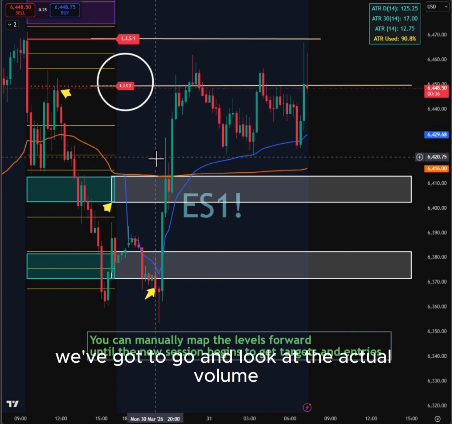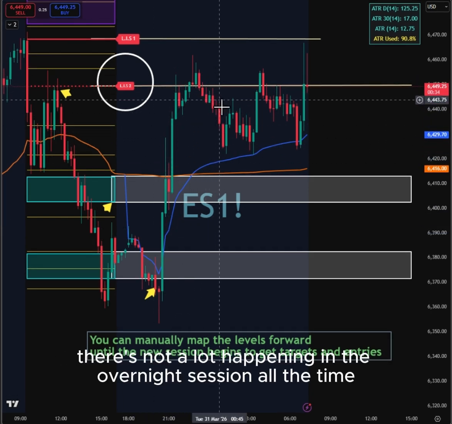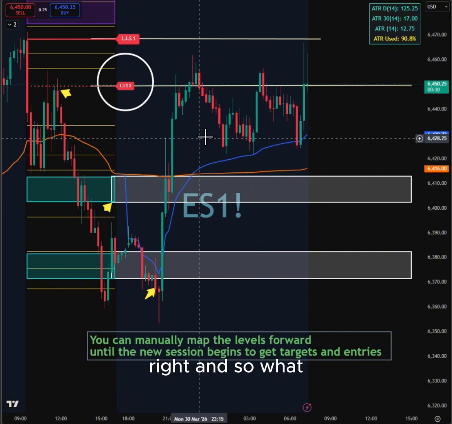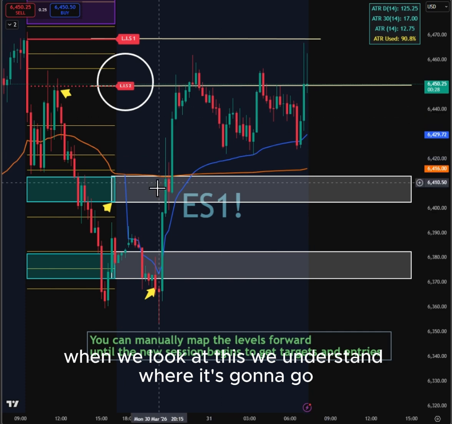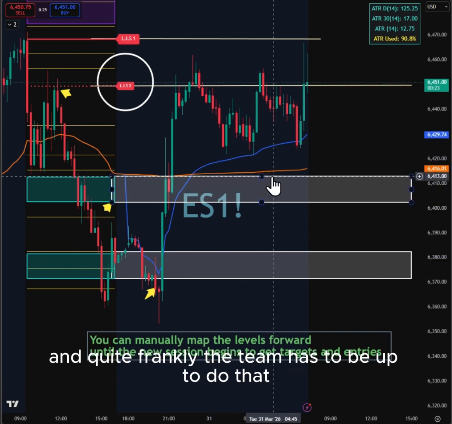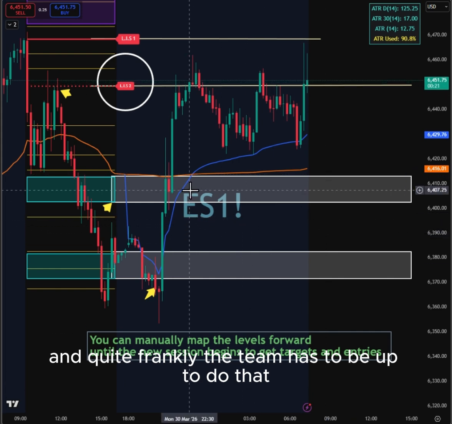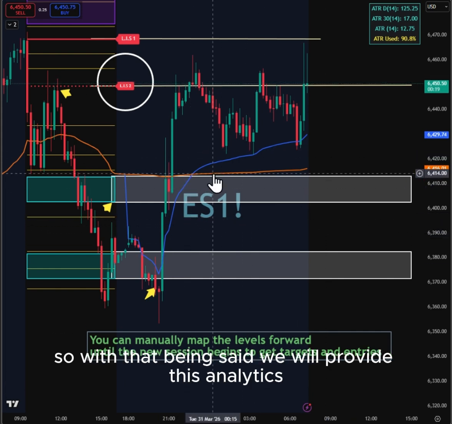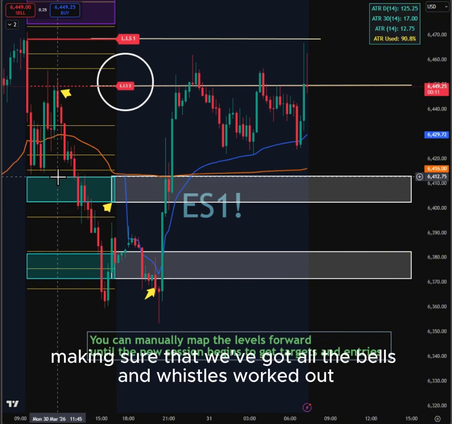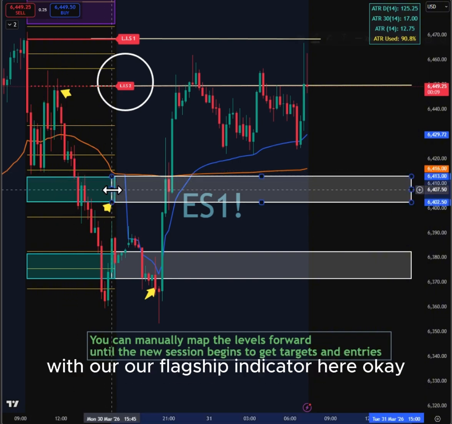go and look at the actual volume, shares. There's not a lot happening in the overnight session all the time, right? And so when we look at this, we understand where it's going to go, but we have to do calculations, and quite frankly, the team has to be up to do that. So with that being said, we will provide this analytics, what have you, but it's after we finish making sure that we've got all the bells and whistles worked out with our flagship indicator here, okay?